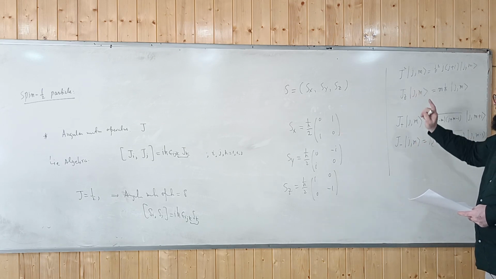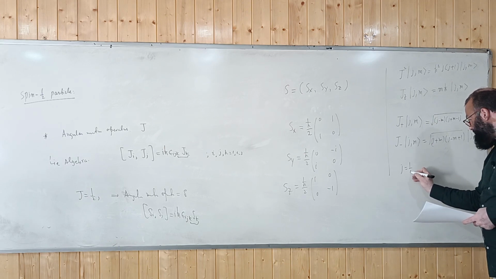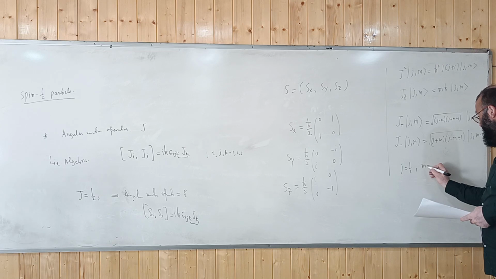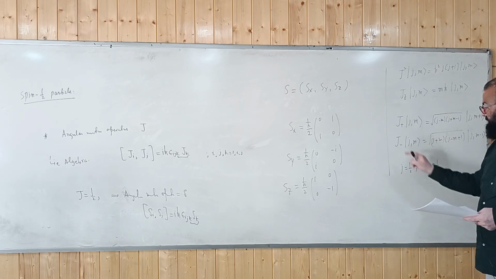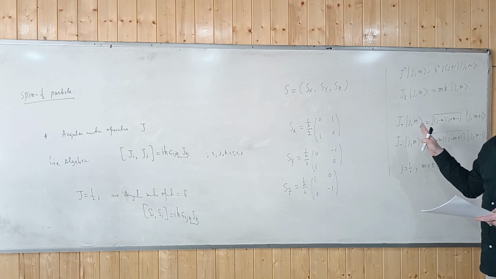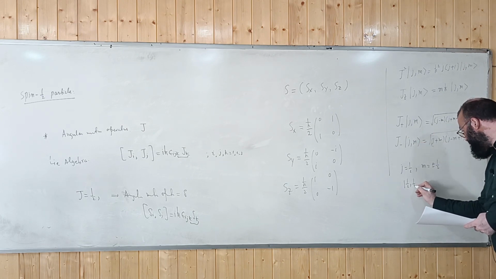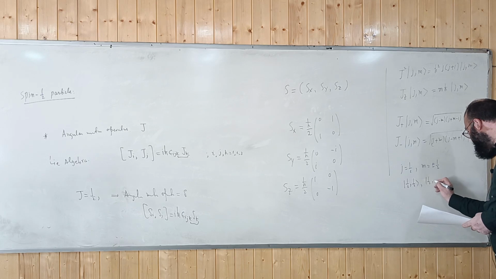Now what is our j here? Our j is half. Clear? So what are the values of m? m is equal to plus or minus half. Got it? So what you will be calculating is J plus acting on the half state and the minus half state. There will be two states, so you have to calculate it on these two states, half and minus half.